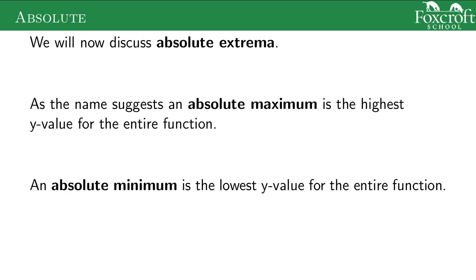We'll now discuss absolute extrema. As the name suggests, an absolute maximum is the highest value for the entire function. It's the absolute biggest thing you're going to get out. The absolute smallest thing you're going to get out is the lowest y value for the entire function. So instead of looking generally around this area at what our max and mins are, we're looking at the entire function. What is the biggest thing I get out?